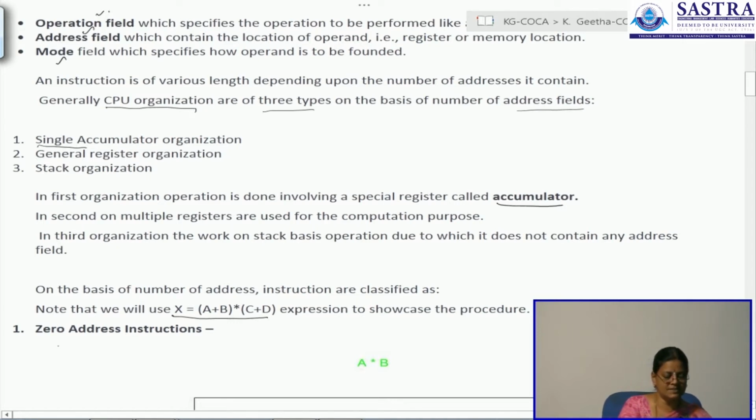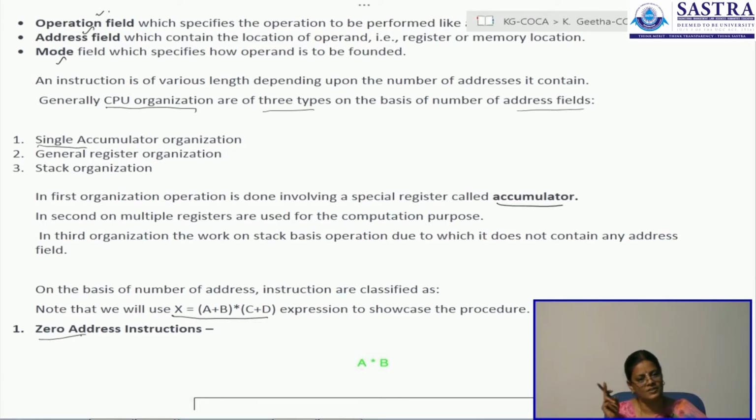The first one is zero address. When we have zero address, if the operands are stored in the stack, we need not explicitly mention the address; no address is required. Why? Because the stack pointer always points to the address, so I need not bother about specifying the address in the instruction. So whenever I make use of the stack, it is a very good example for zero address instruction.